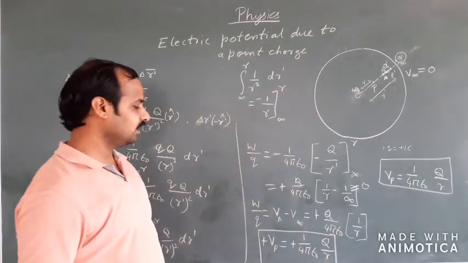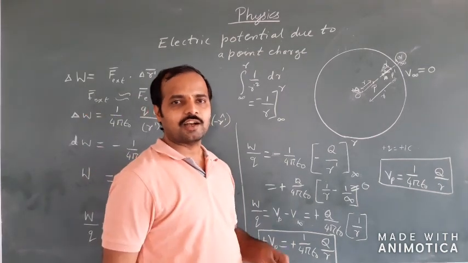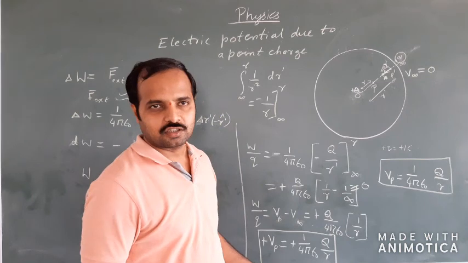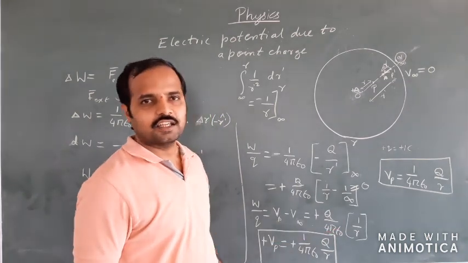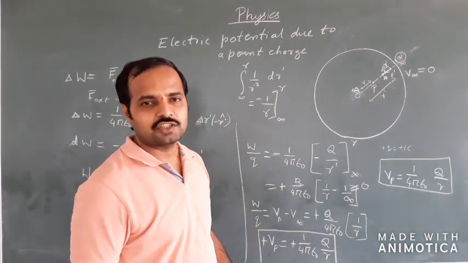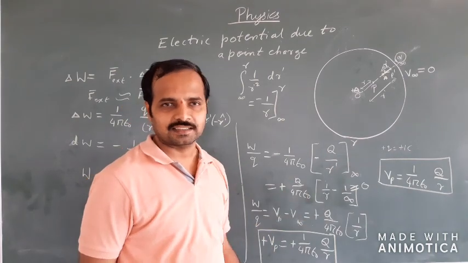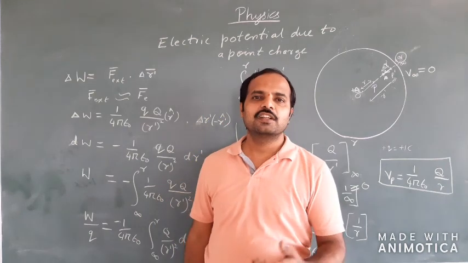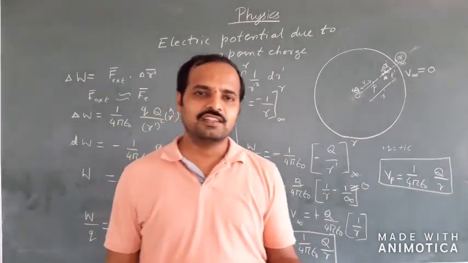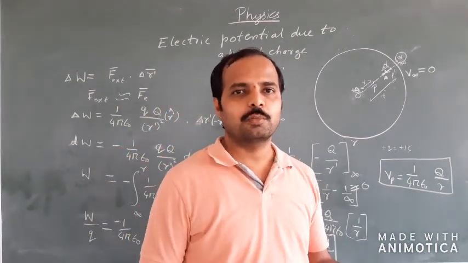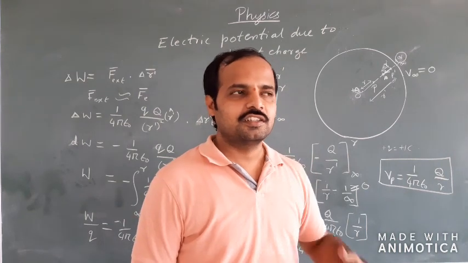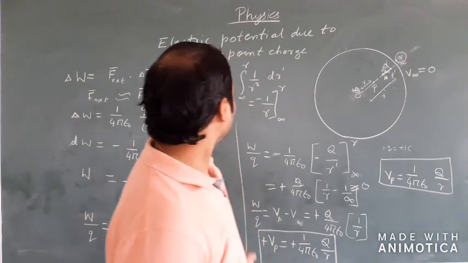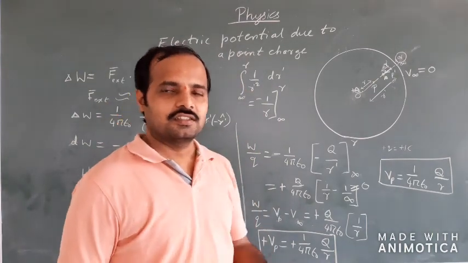Now remember one thing, electric potential is a scalar quantity and hence it has only a magnitude but no direction, and can be added. That is, if I have multiple potentials, that is V1, V2, V3 like this, then the total potential I can simply take by a simple addition or subtraction. That is, I can take the algebraic sum of all the potentials to give me the total potential of a system of charges. So this is about your electric potential due to a point charge.